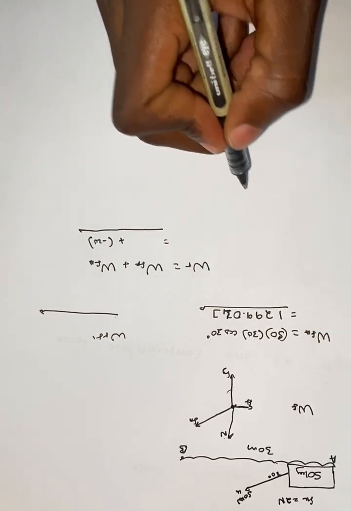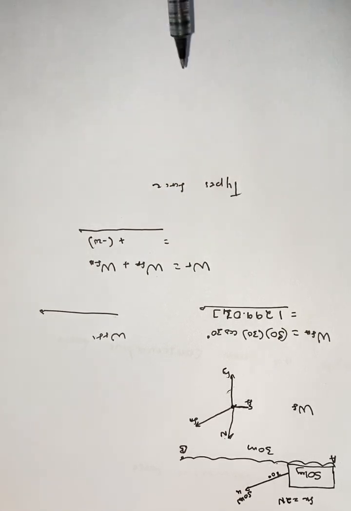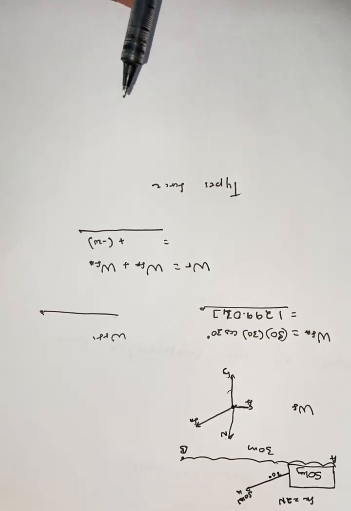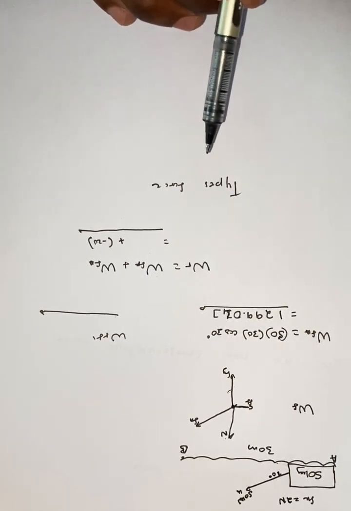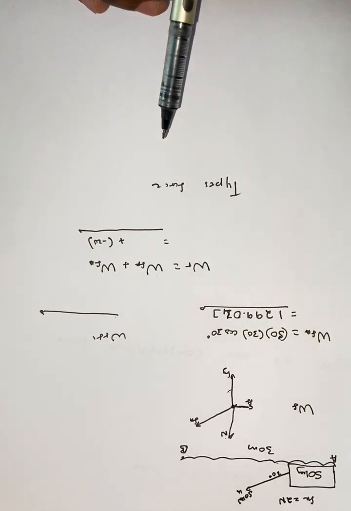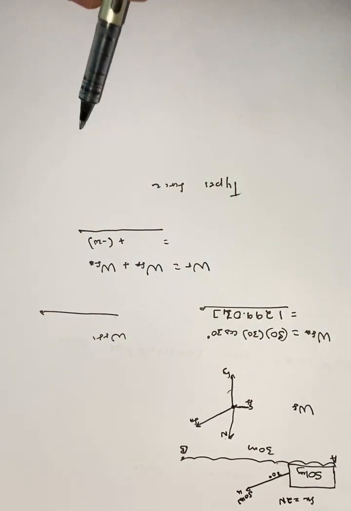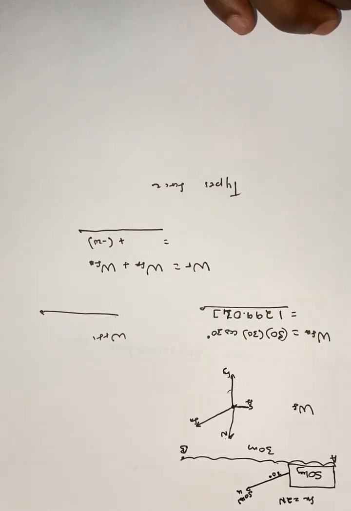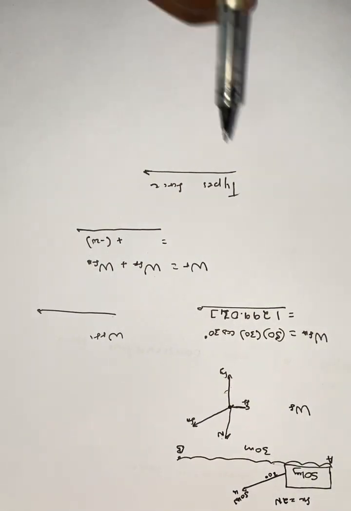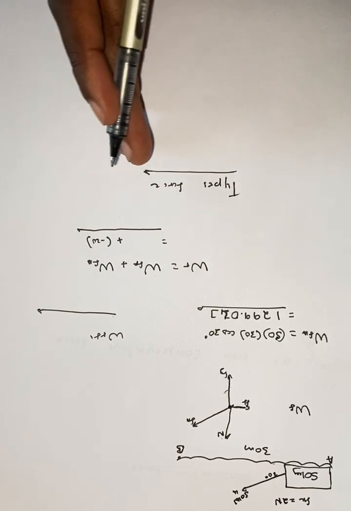Let's go to the types of forces. We have conservative force and non-conservative force. What is a conservative force? A conservative force is a force for which the work done in moving an object between 2 points does not depend on, or is independent of, the path taken. And we also have non-conservative force. What is a non-conservative force? Non-conservative forces are forces for which the work done in moving an object between 2 points depends on the path taken.